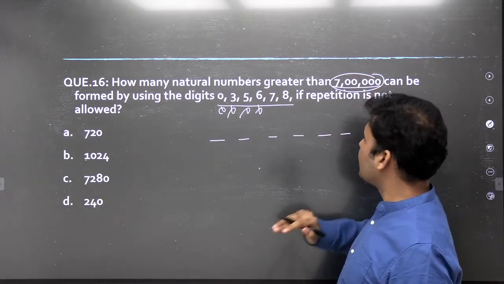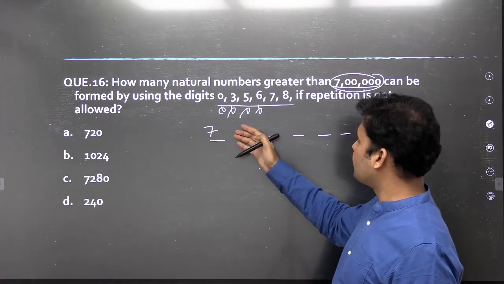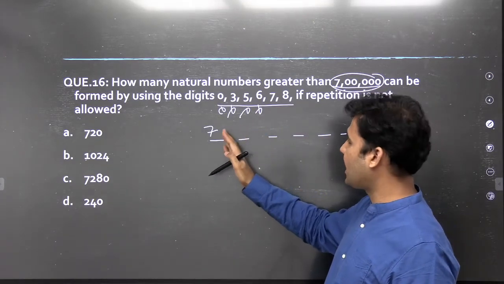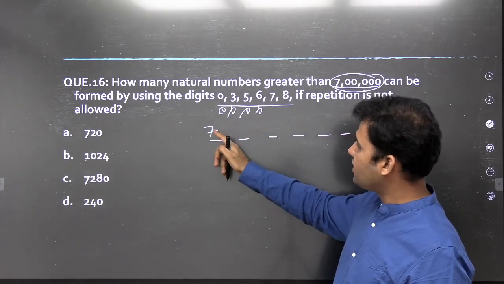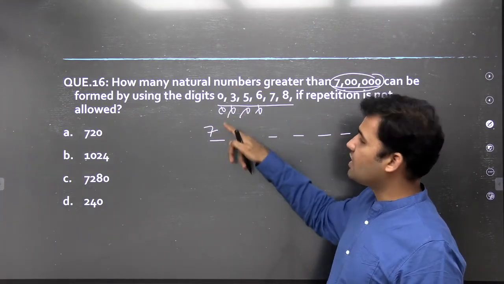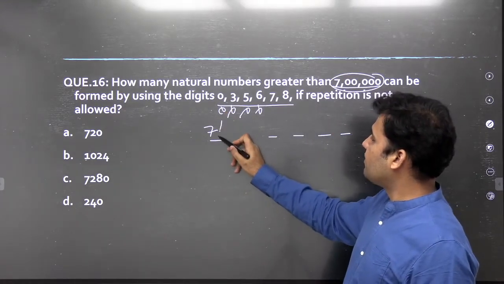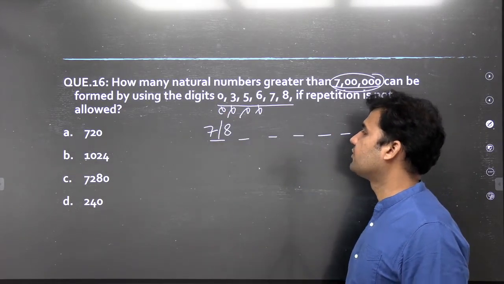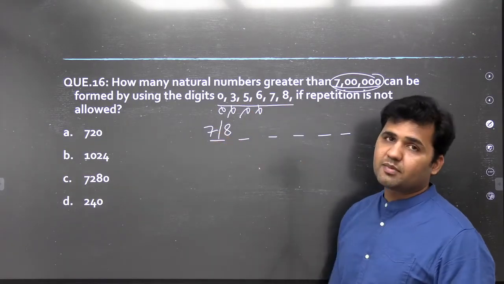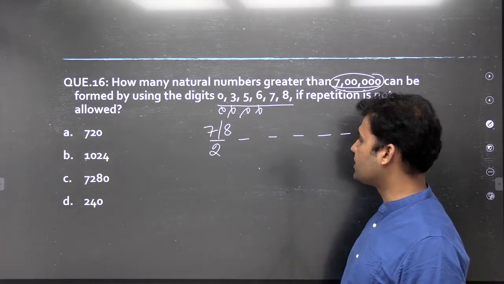To make the number more than 7 lakh, the first place has to be at least 7, right? And because we do not have all zeros behind it, we can be sure that if 7 is used over here, whatever digit you place among these, the number is definitely going to be more than 7 lakh. So this place can be filled with either 7 or 8, right? Now out of these 6 digits, if one of the digits is placed over here, I will be left with 5 more digits. So this place can be filled in 2 ways.